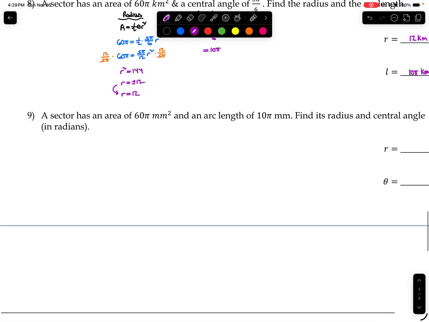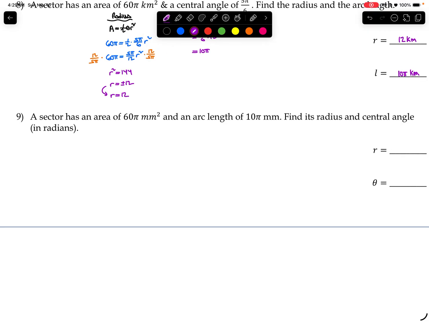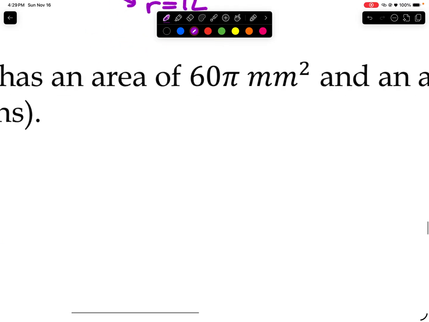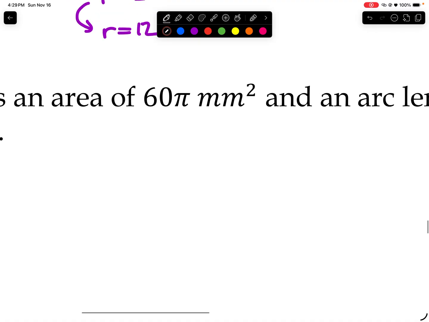Okay, and then number 9, one of my personal faves, because this one is kind of like a system. So a sector has an area of 60 pi square millimeters and an arc length of 10 pi millimeters. You want to find the radius and central angle. So we're given the end result in terms of the area of the sector and in terms of the arc length. So we have to really work backwards. So my recommendation, let's find the radius first.